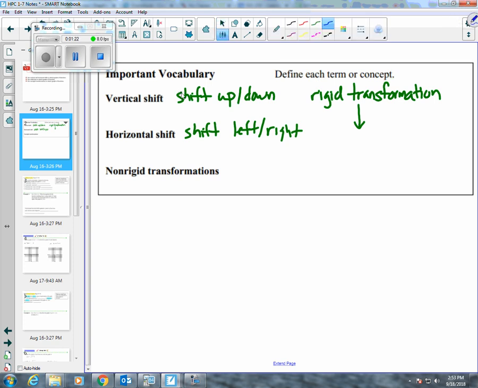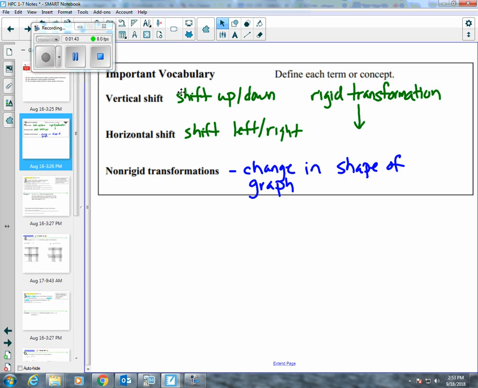The non-rigid transformations cause some sort of distortion. It's a change in the shape of that original graph. So that's like the stretching and shrinking, things like that, that maybe you remember doing before. So something's happened to it to distort it. Kind of like when you get your eyes dilated, some people call those dilations as well, non-rigid. So it's changing the size and shape of that graph.